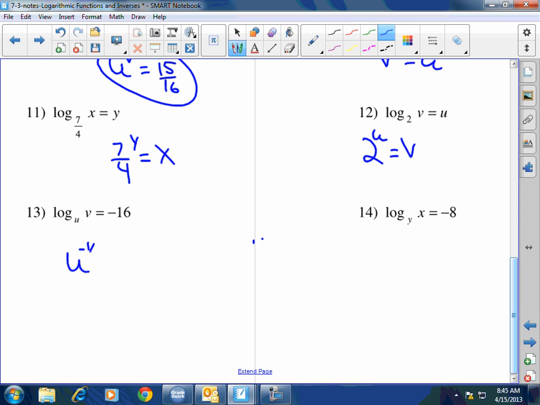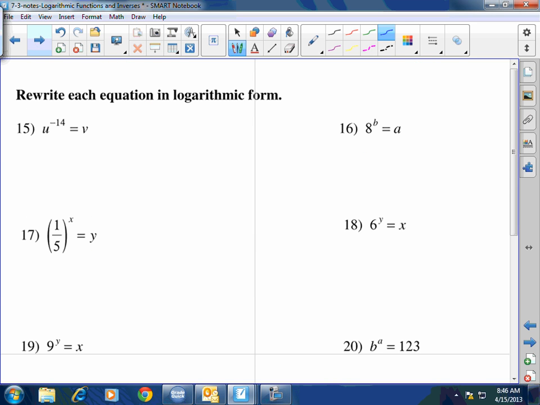U to the negative, what is that? What am I writing there? Okay. U to the negative 16th equals v. Yes. Next. Y to the negative 8 equals x. Not bad, right? I bet you thought this was going to be a lot harder when you saw these, right? No? Okay, some of you thought it was easy. Cool. Okay. Rewrite each equation as a logarithm.